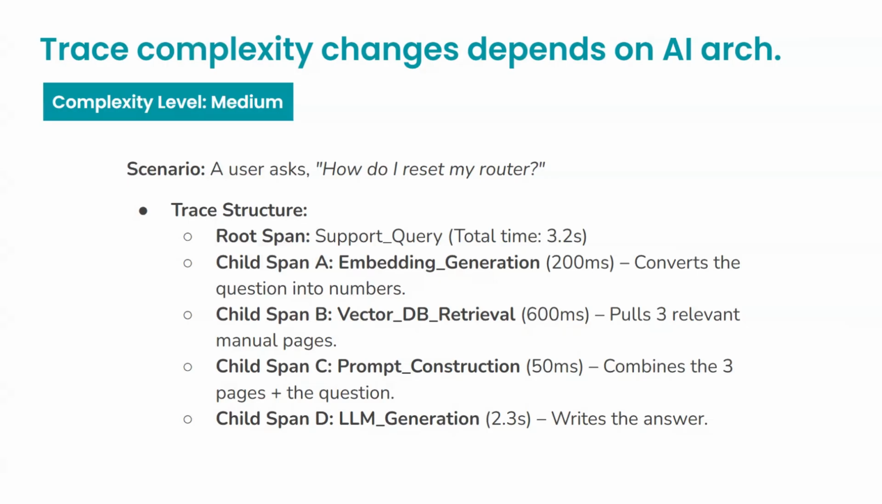Now let's come to child span C, which is about prompt construction. This is relatively fast, taking approximately 50 milliseconds. Here, the system combines the user's original question and the retrieved documents into a single prompt that can be sent to the model.